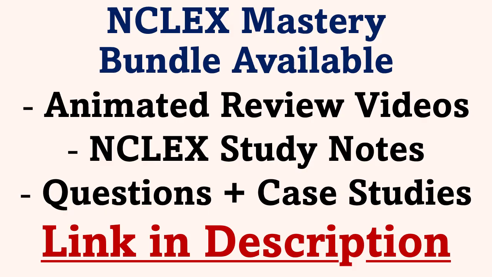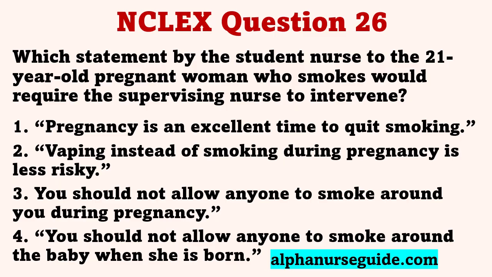Back to the questions. Which statement by the student nurse to the 21-year-old pregnant woman who smokes would require the supervising nurse to intervene? 1. Pregnancy is an excellent time to quit smoking. 2. Vaping instead of smoking during pregnancy is less risky. 3. You should not allow anyone to smoke around you during pregnancy. 4. You should not allow anyone to smoke around the baby when she is born.